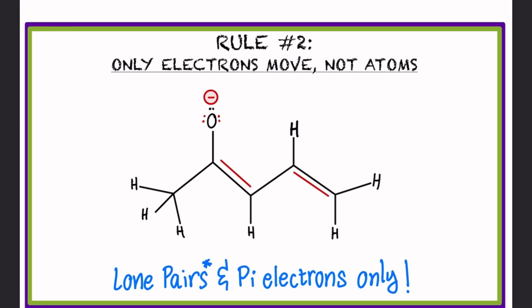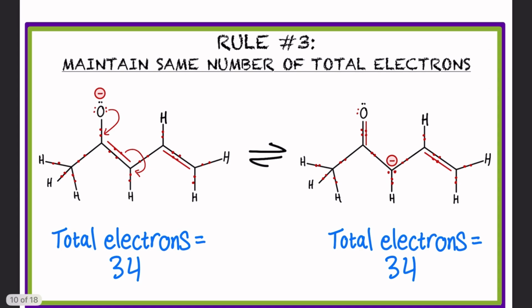Rule number 2. Only electrons move, not atoms. Which electrons move? Just like we discussed earlier, only the lone electrons that: 1, are next to a pi bond, 2, are next to an empty p orbital, and 3, are pointing inline or parallel to the pi system, and pi electrons in double or triple bonds. These are all highlighted in red here. Don't ever break a single bond. That will make your teacher upset. You can add electrons to a single bond to make it a double or triple bond, but you cannot take electrons away from it.